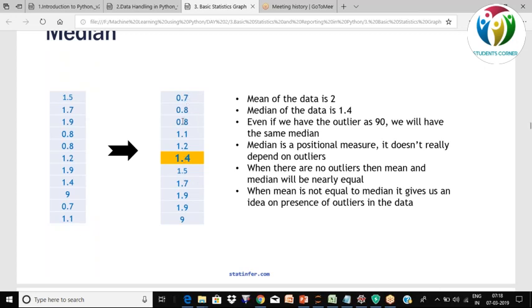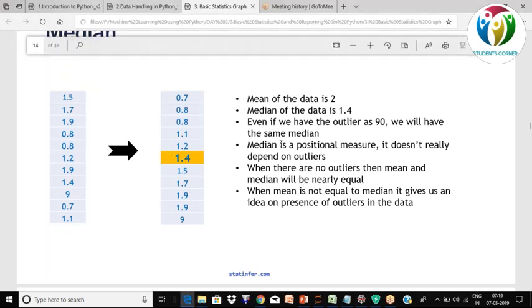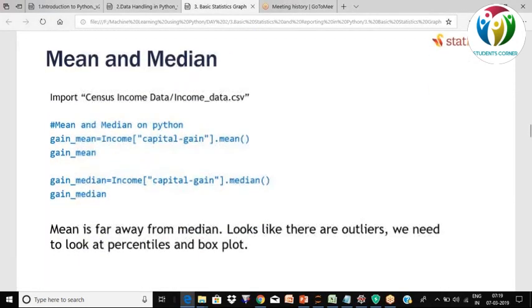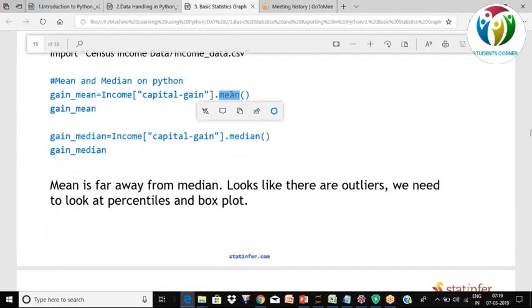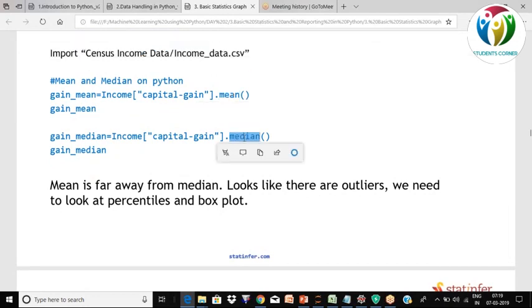Because see here, everything is like 0.1, but this one value is disturbing your entire mean. So we are going by this median approach and sorting it, so that when you do ascending or descending, the outlier will be either at the bottom or at the top. So we can pick the middle value. Now, how do we do that? Instead of mean, you just have to say median, and the Python code will take care of this calculation.